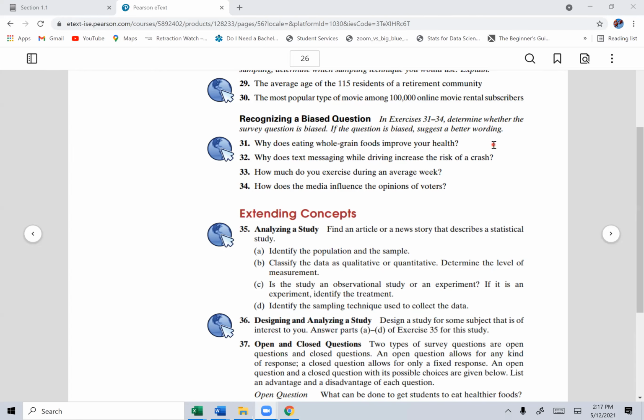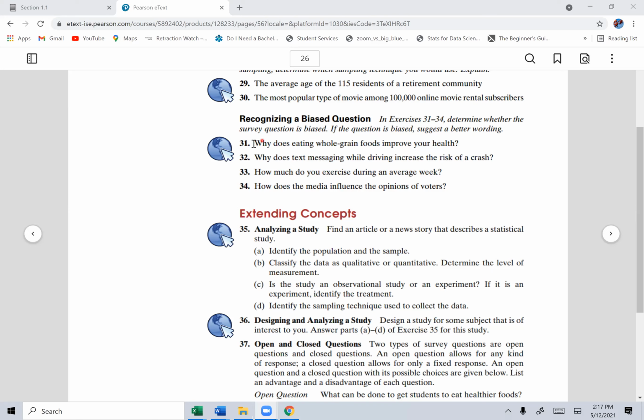Do you think, guys, it's biased? Bias doesn't mean it leads to something bad. It could be leading to something good, but it's still biased. It automatically assumes that eating whole grain foods improves your health and asks why instead of asking whether it does. I think they're making it difficult for the person to say otherwise. It is implying that eating whole grain food improves your health. Whether it is true or not, you should not imply it. Just let the person answer.